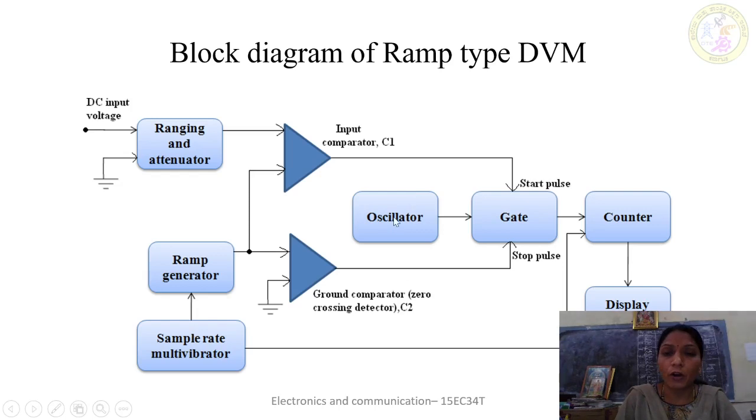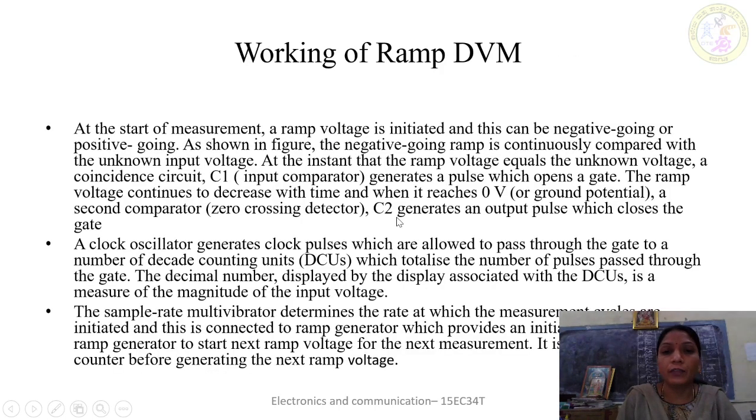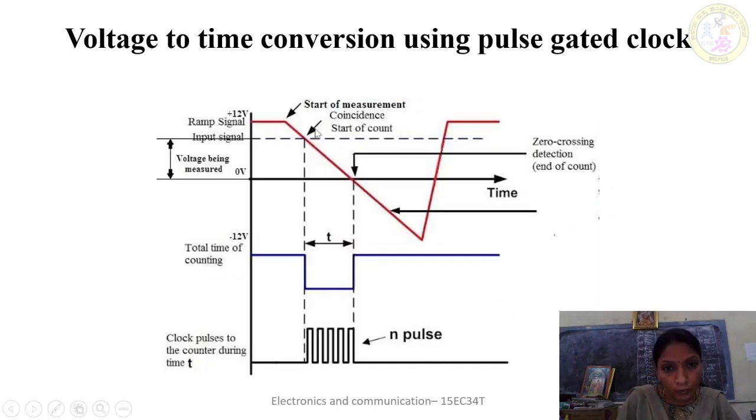So here a clock oscillator is used. So what will it do? A clock oscillator generates clock pulses which are allowed to pass through the gate to a number of decade counting units, which totalize the number of pulses passed through the gate. The decimal number displayed by the display associated with the DCUs is a measure of the magnitude of the input voltage. See here.